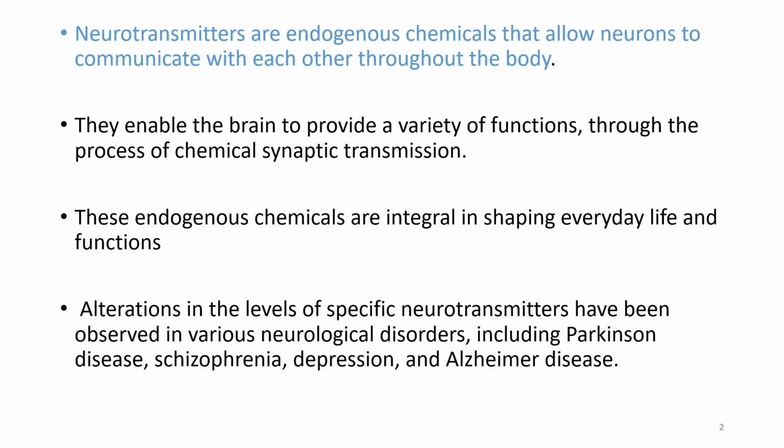So these are the endogenous chemicals that allow neurons to communicate with each other throughout the body. They enable the brain to provide a variety of functions through the process of chemical synaptic transmission. We have two types of synaptic transmission, electrical and chemical. In chemical synaptic transmission, there will be a role of neurotransmitters. So they are integral in shaping the everyday activity occurring in life.